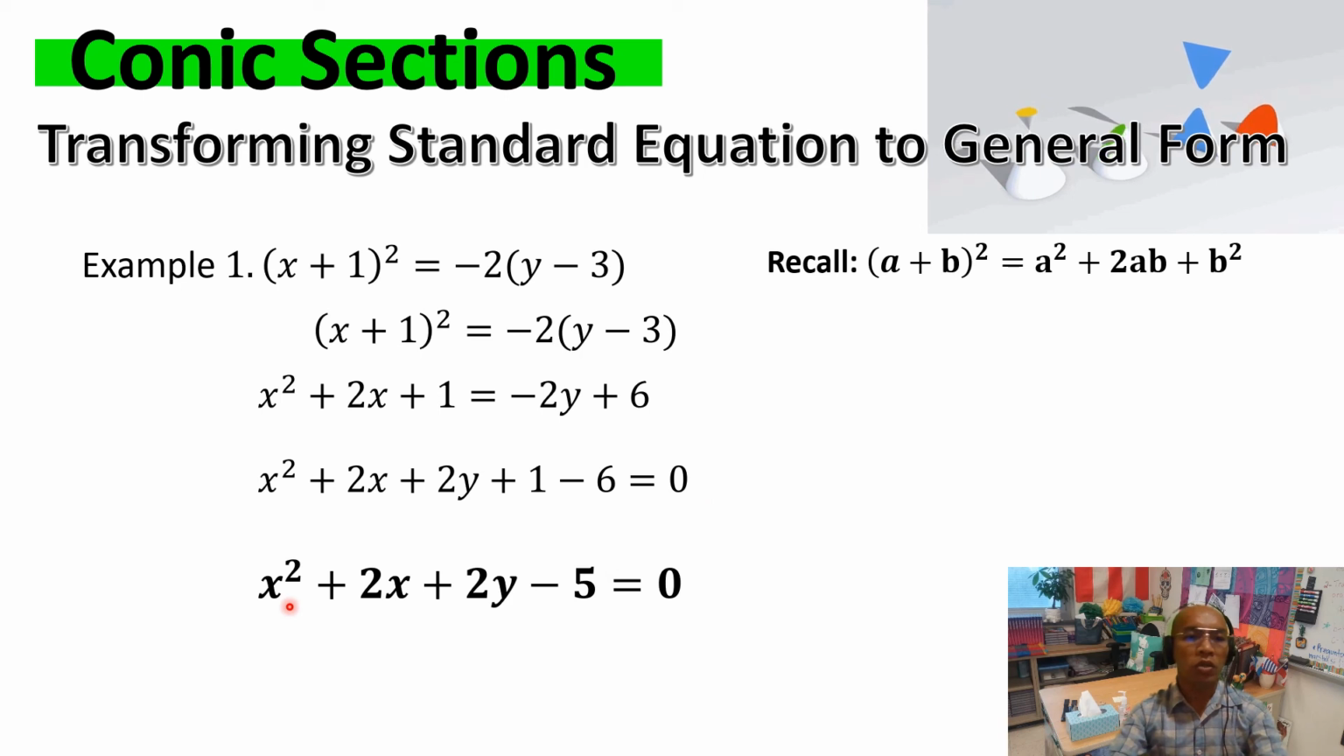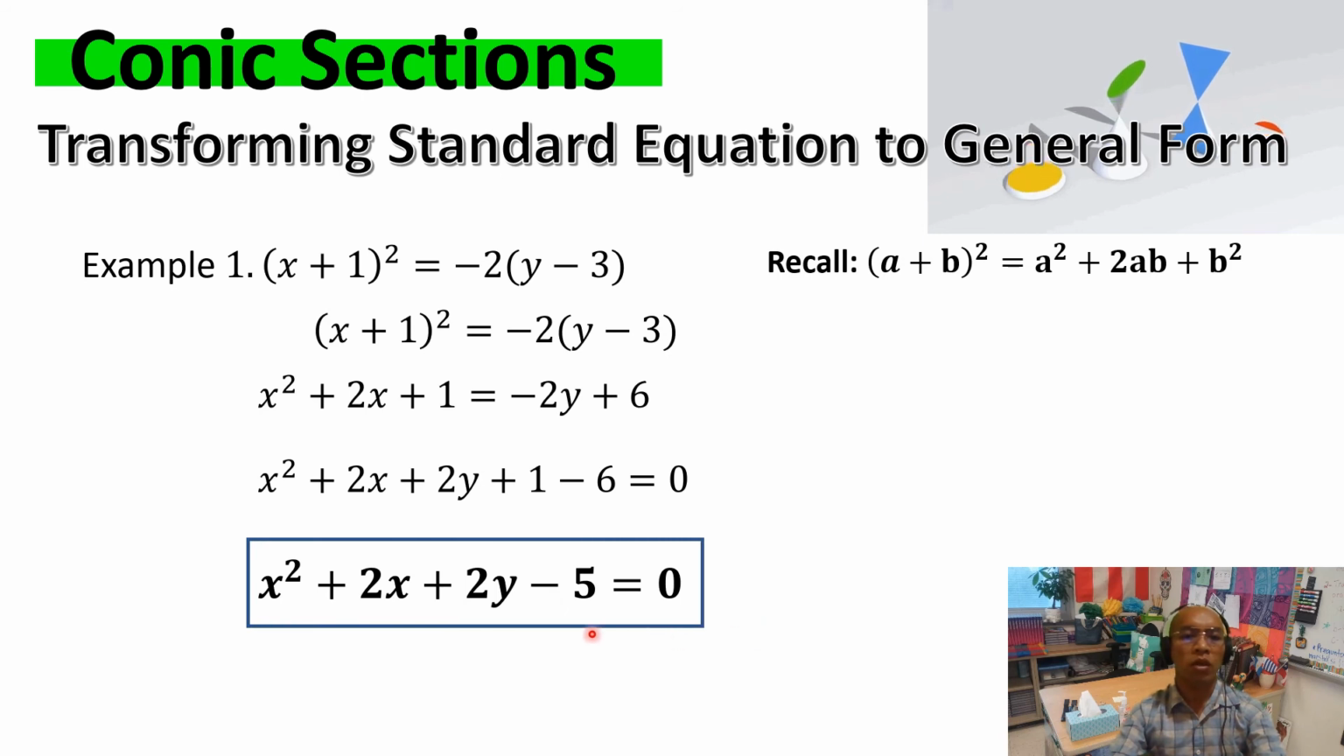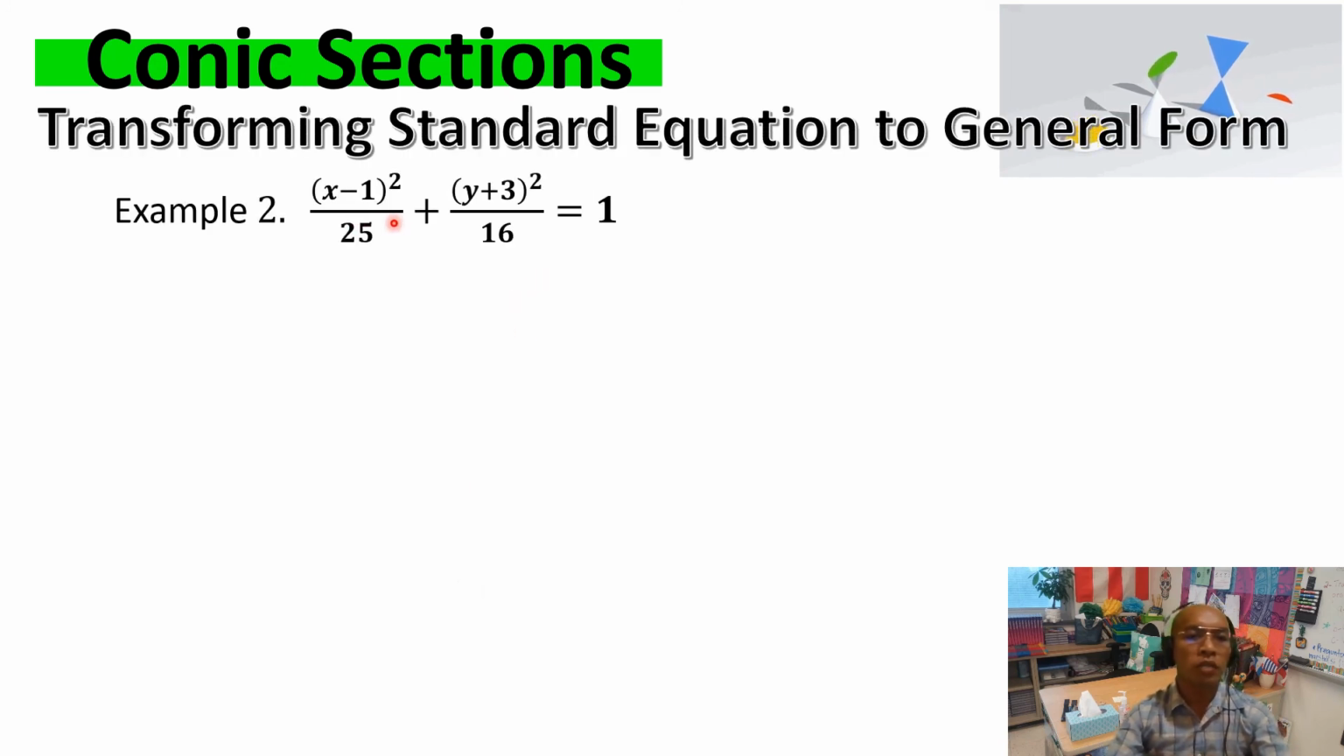Simplify. So this is x squared plus 2x plus 2y, 1 minus 6 is negative 5, is equal to 0. So this is now the general equation of the parabola. So example number 2. X minus 1 quantity squared all over 25 plus y plus 3 quantity squared all over 16 is equal to 1.